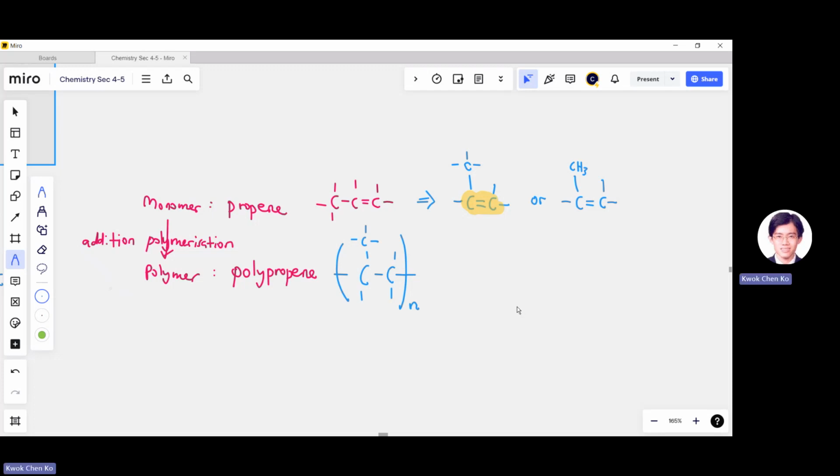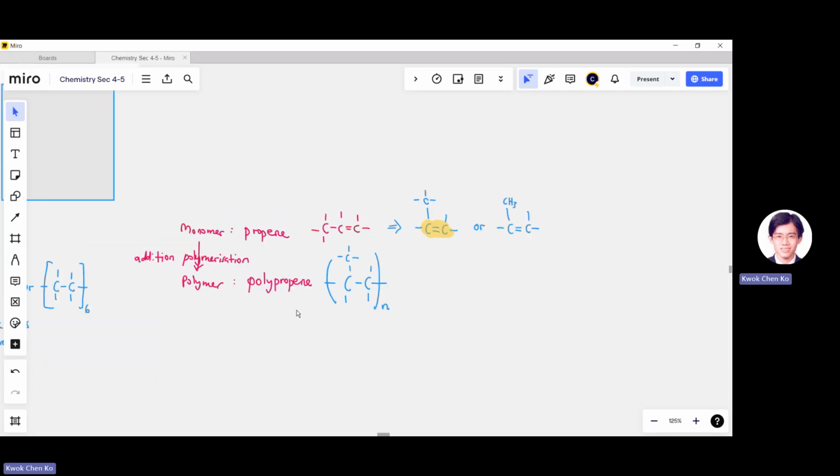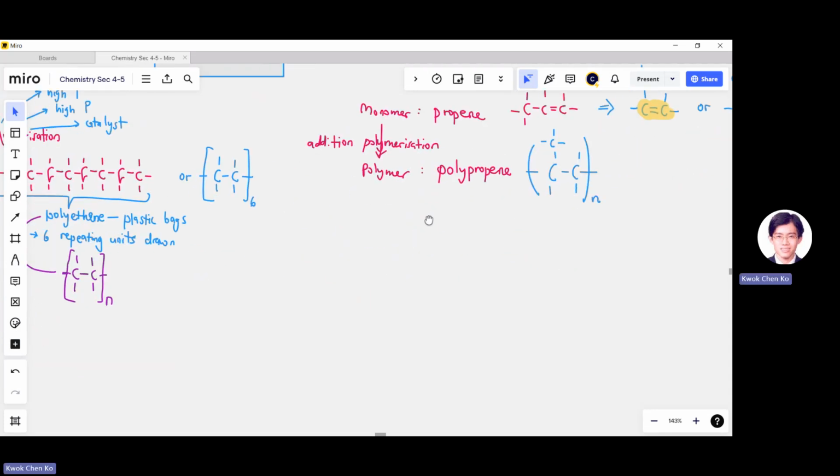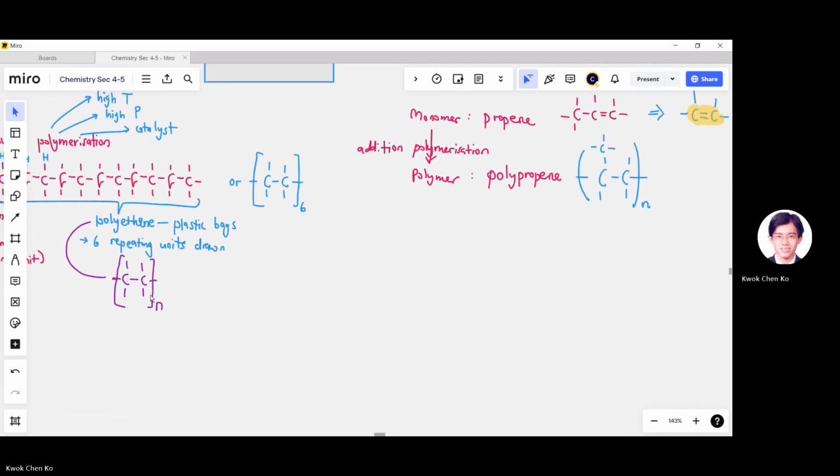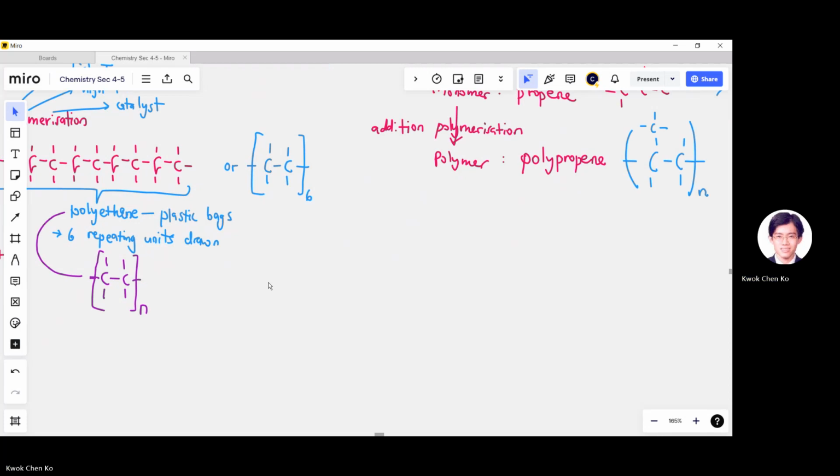Yes, once they polymerize, no more double bonds. They break, but they don't break totally. They break to become a single bond. Compare these two. Are they the same? This one versus this one. Not exactly right. So be careful.